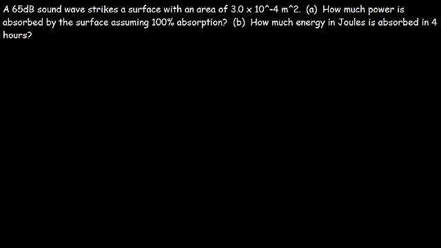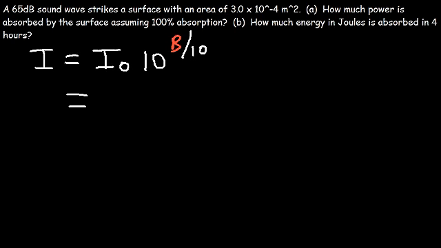Let's try this one. A 65 decibel sound wave strikes a surface with an area of 3 times 10 to the minus 4 square meters. How much power is absorbed by the surface, assuming 100% absorption? Well, first we need to calculate the intensity. The intensity is equal to I naught times 10 raised to the decibel level divided by 10. So this is 1 times 10 to the minus 12 times 10 raised to the 65 divided by 10.